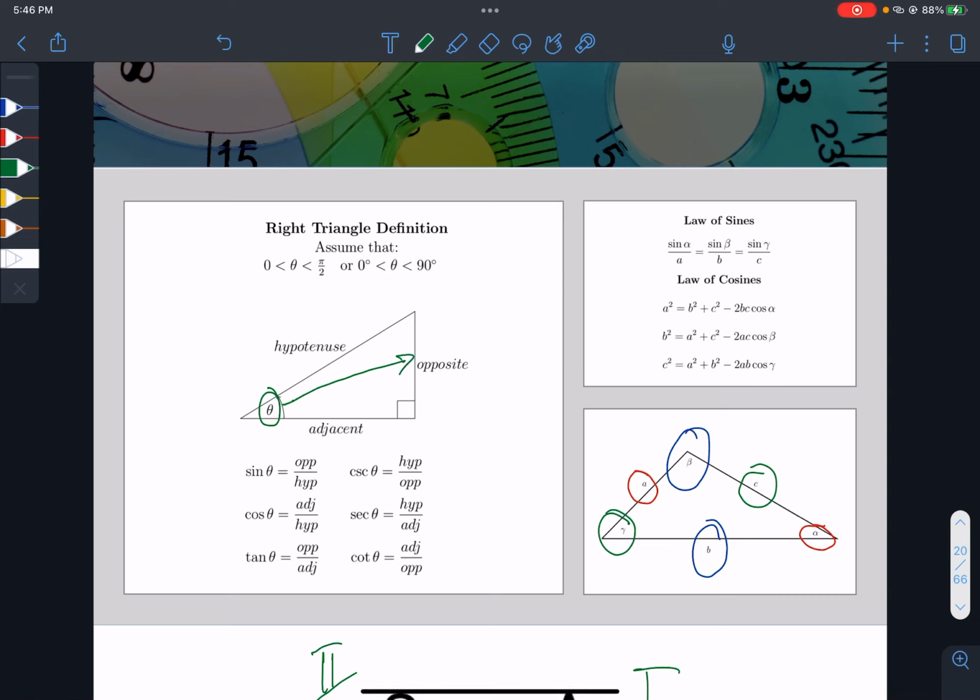So the six trigo functions are the SOHCAHTOA. So sine, cosine, and tangent. And then of course the opposites, we have the cosecant, secant, and cotangent.